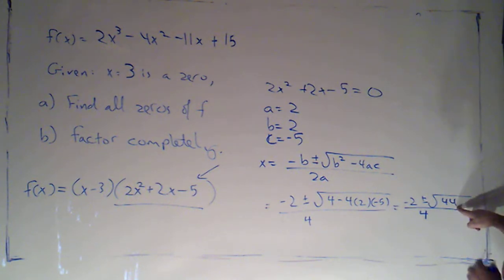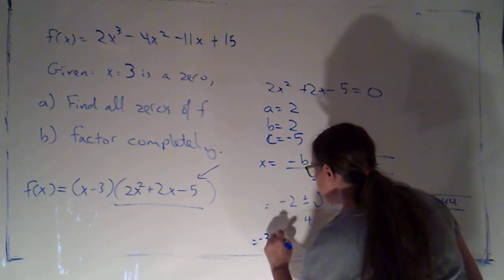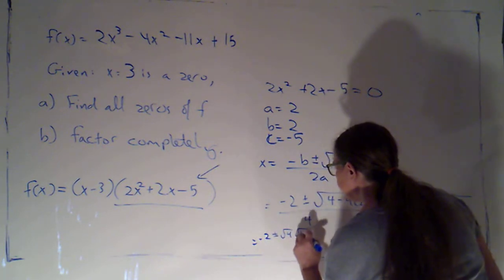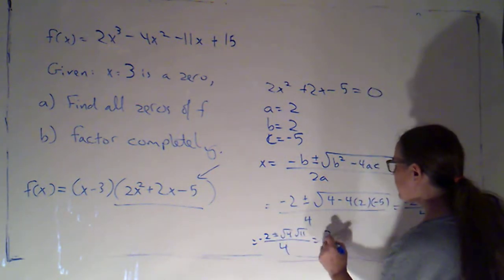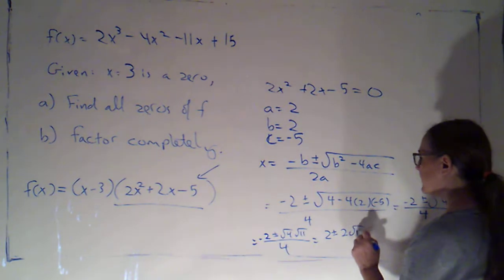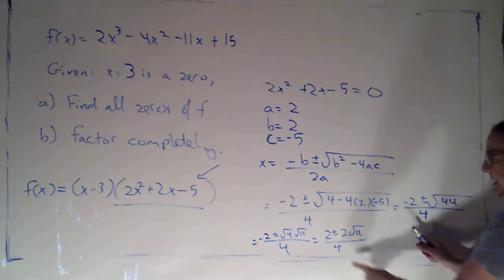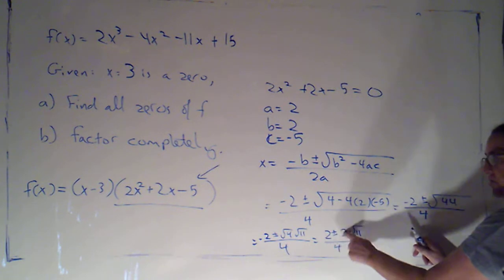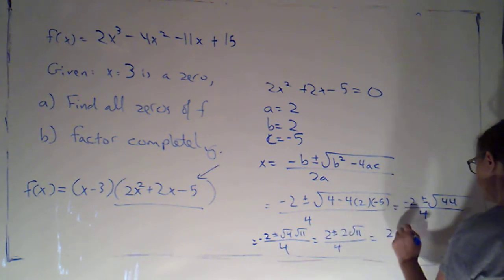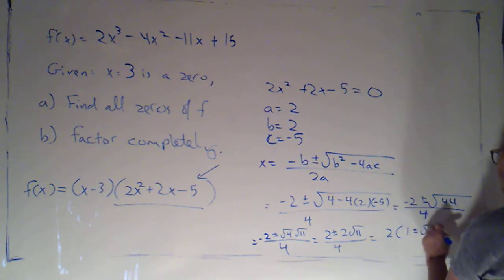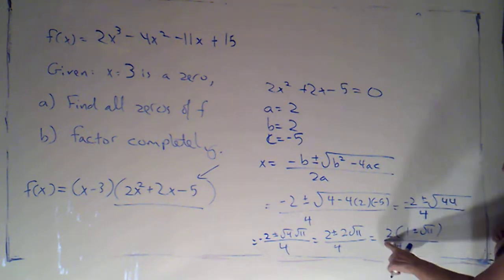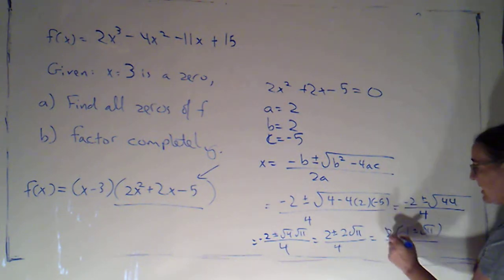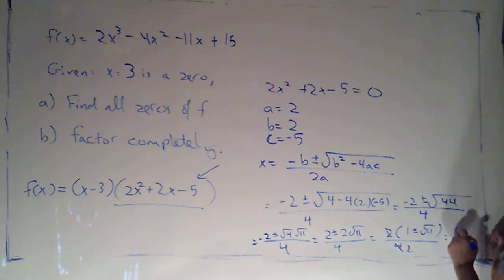That root 44, I can say this is negative 2 plus or minus root 4 times root 11, 4 is a perfect square that goes into 44, all over 4. So that's negative 2 plus or minus 2 root 11 over 4. Now I can't cancel the 4 with just that 2 or just that 2, but since there's a 2 in both places, I can factor it out and get 1 plus or minus root 11 times 2 all over 4. Now with that 2 connected to the rest of the top by multiplication, I can cancel. And so we get 1 plus or minus root 11 all over 2.